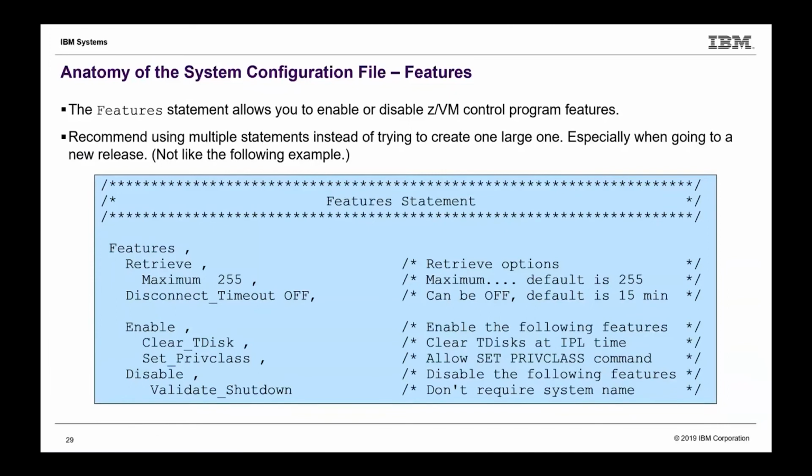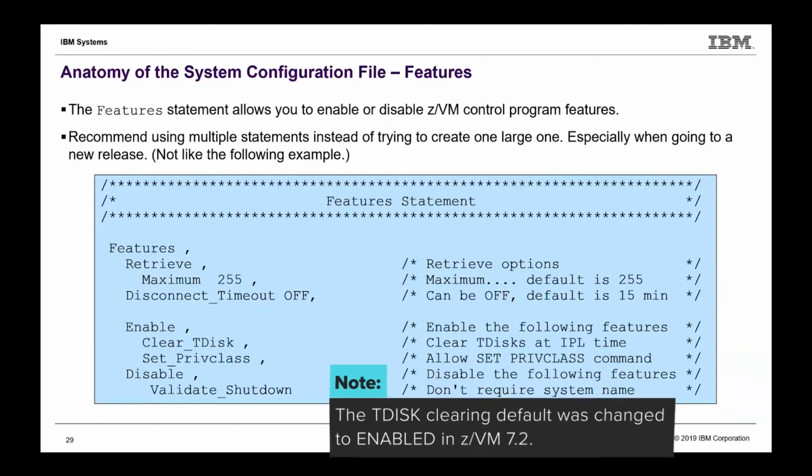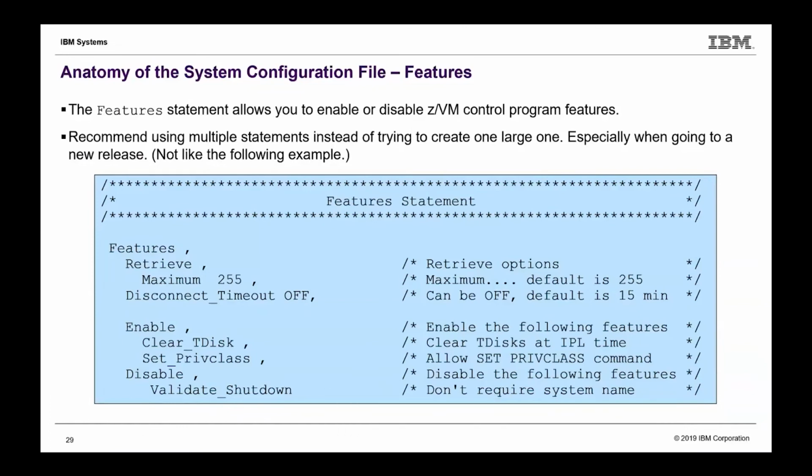And then examples of things that we would enable or disable. All right, so the ability to clear T-disk, or the need to clear T-disk. For security reasons, I might want to have my T-disk cleared at IPL time. In fact, that's something that we're looking at changing the default in the future so that it does get cleared at IPL time. And also maybe the ability to change my privilege class. Maybe I'm giving virtual machines multiple privilege classes or want to have that ability to change that, or maybe I don't want that, right? In this case, I'm going to enable it.